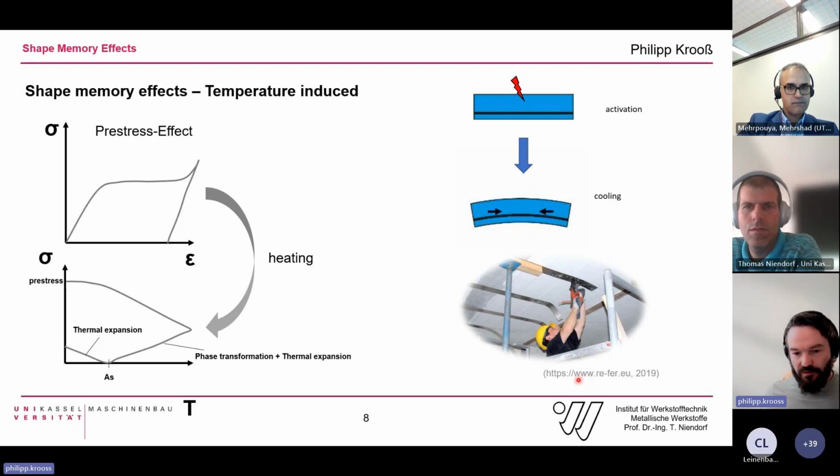This is a picture from Refer. They work together with the Empa, and Christian was one of the inventors of these pre-stress applications. This works very well, and it's very successfully applied in industry for rehabilitation of bridges and buildings.